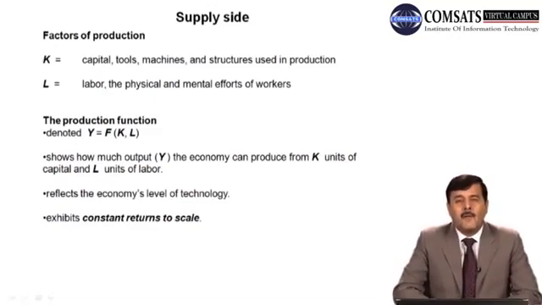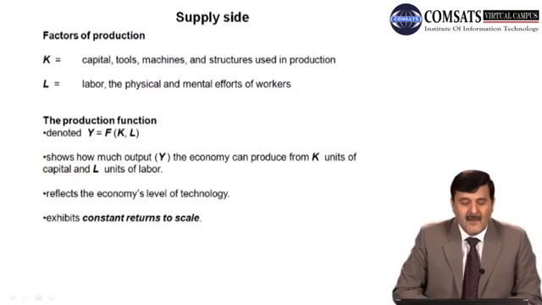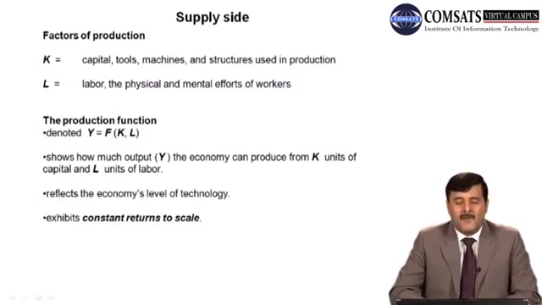When we discuss the supply side, the first thing that comes up is the factors of production. Which factors, which parameters are used for production, to produce things? The first factor of production is capital: tools, machines and structures used in the production process. And labor is the labor supply, the physical and mental efforts of the worker. So we use these two factors of production, K and L, and produce goods and services.